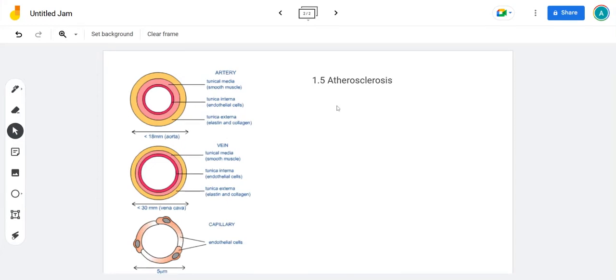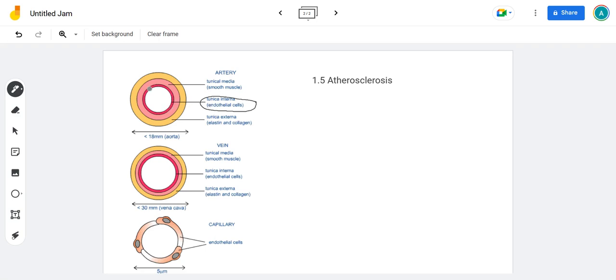Okay, so this is spec point 1.5, which is atherosclerosis. So the first thing to know is, where does atherosclerosis happen? Here I've got pictures of cross sections of artery, veins and capillaries. And atherosclerosis is always happening in the endothelium, and you need to make sure that you mention that in your answer. Don't worry about the fancy names, you just need that it's the endothelial layer.